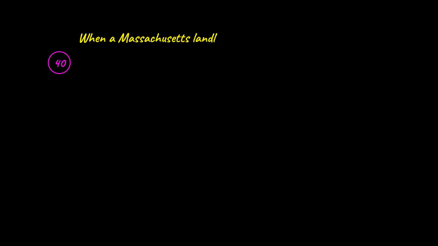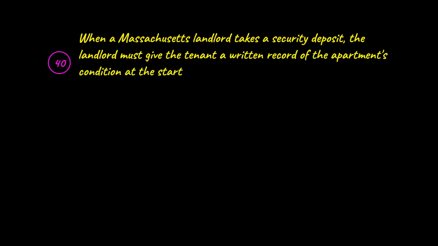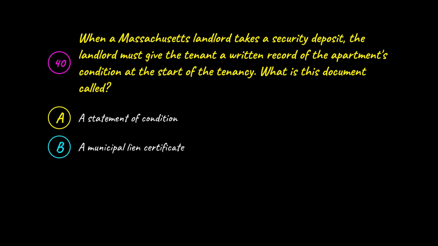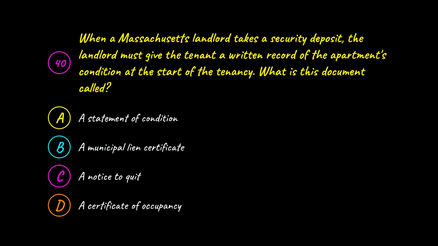Question 40. When a Massachusetts landlord takes a security deposit, the landlord must give the tenant a written record of the apartment's condition at the start of the tenancy. What is this document called? Your options are A, a statement of condition, B, a municipal lien certificate, C, a notice to quit, D, a certificate of occupancy. Got a guess? Lock it in.